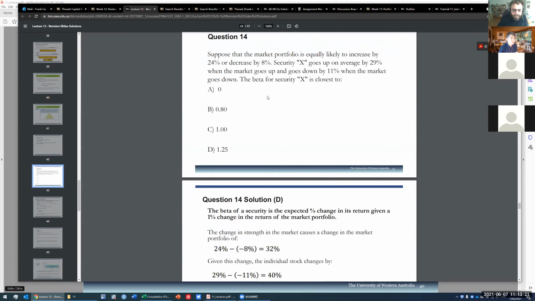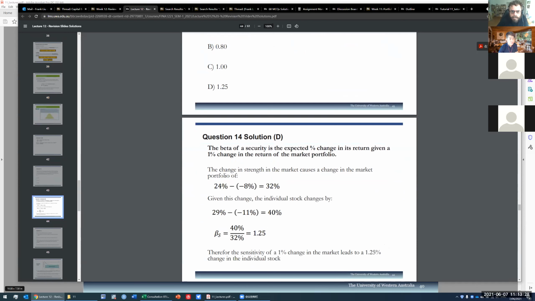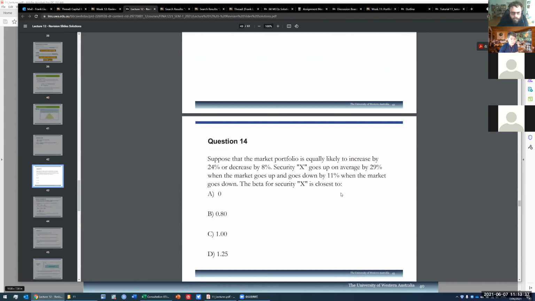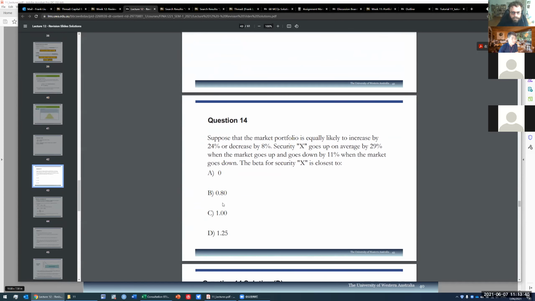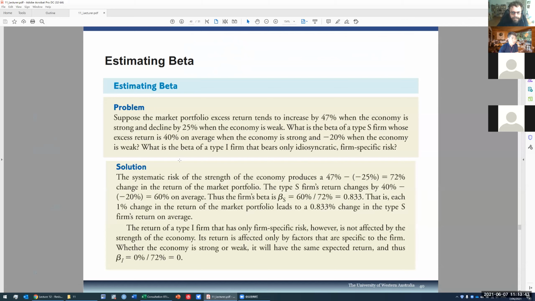Yeah, it's 1.25. I was trying to work out in my head whether that is 40 divided by 32. It's 1.25. So this is actually a rather strange way of calculating beta, for just systematic, for S firms, because what's missing in this question is a very important assumption, that we assume this is a type S firm. When I was reading your question, I did have a worry that the question is missing a very key piece of information from the original example.